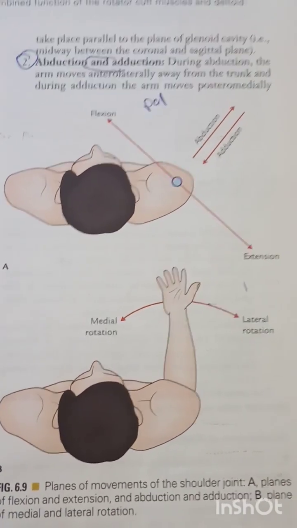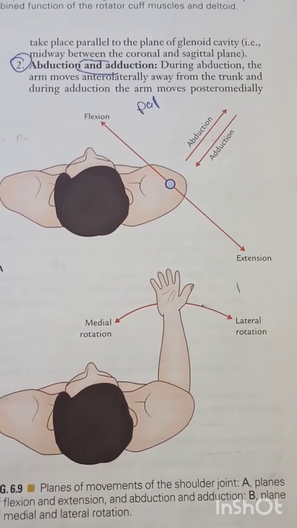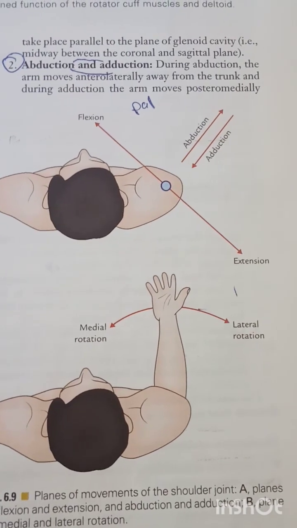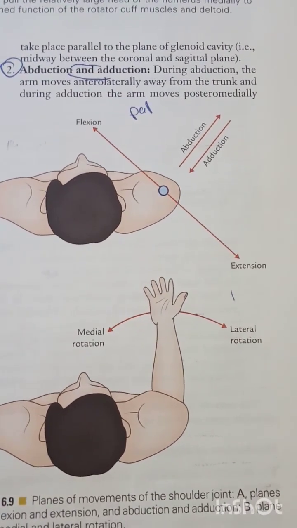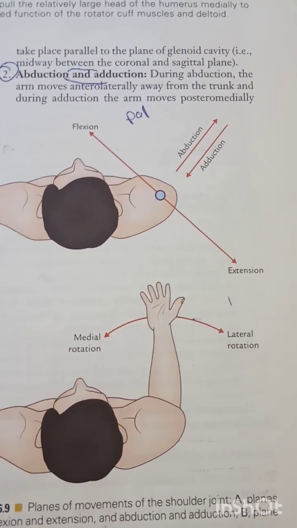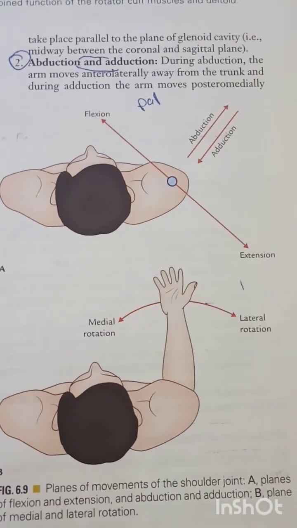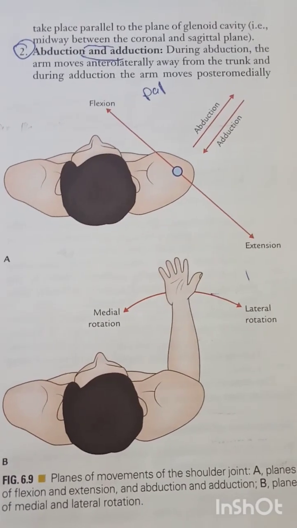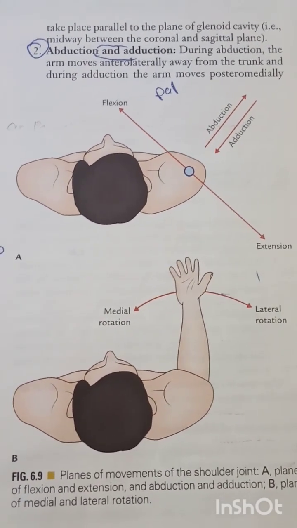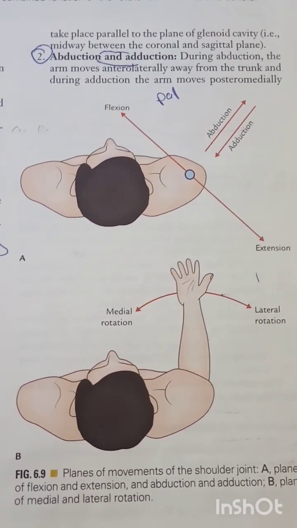Flexion and extension occur in the sagittal plane, and abduction and adduction occur in the frontal plane around the sagittal axis. And this is medial and lateral rotation. In none of the statements is the humeral head pulled up superiorly. So statement C is wrong.